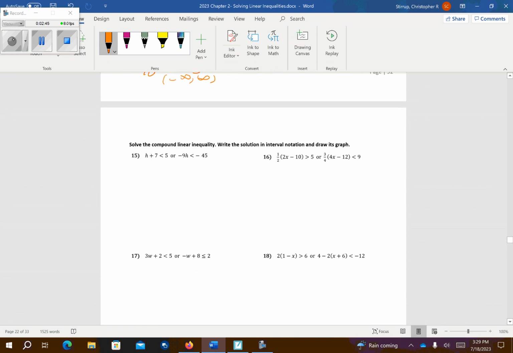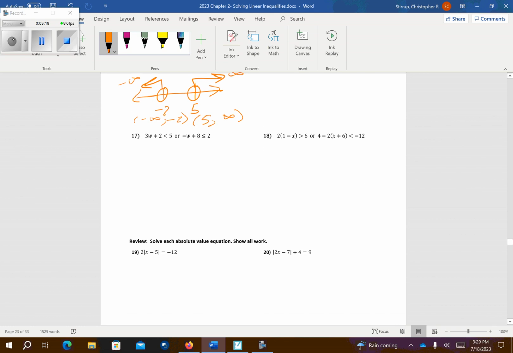Number 15, we're going to subtract 7 from both sides here and here. So I get h is less than negative 2. And then I'm going to divide each side by negative 9. Make sure you flip your sign over because you're dividing by a negative. And let's take a look at this. So I have negative 2 here, open dot going left. I have 5 over here, open dot going right. This is pointing to negative infinity. This is positive infinity. We only need to know because we have the or, there's going to be negative infinity to negative 2, soft bracket, and 5 to infinity, soft bracket on everything.